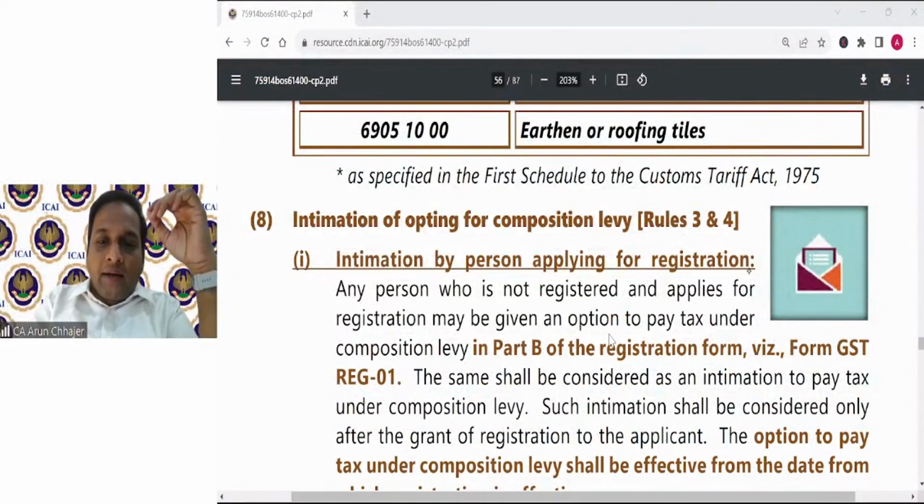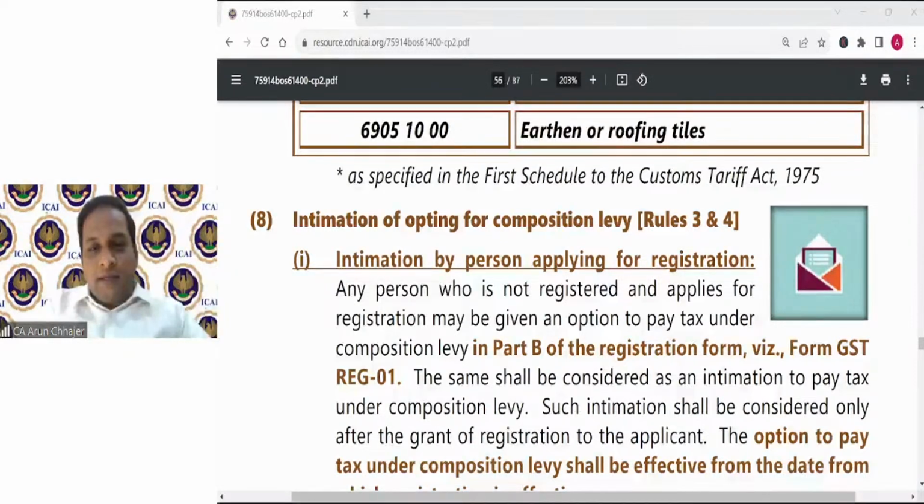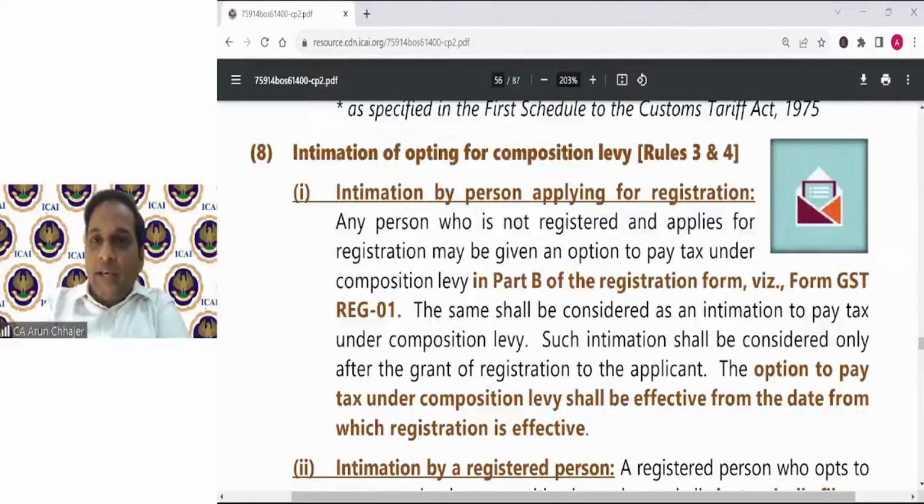Now we are reading the section: intimation of opting for composition levy. Intimation by the person applying for registration. Which registration? Composition. Any person who is not registered and is applying for the registration may be given an option to pay the tax under composition in part B of REG-01.